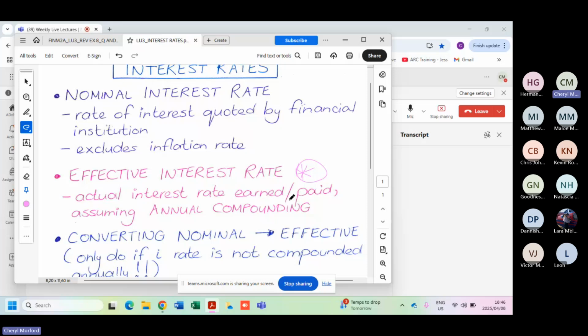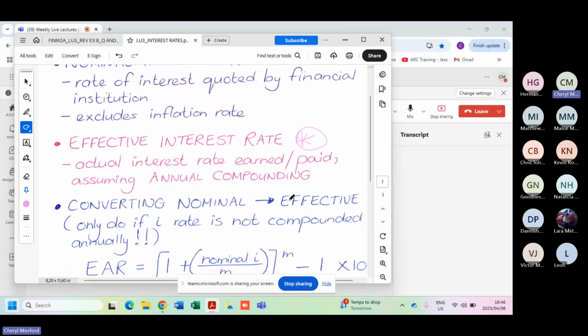So what we're going to do is convert a nominal rate to an effective rate, and just a reminder, you only do it if it's not compounded annually. So for example, if it says it's compounded monthly or weekly or daily or quarterly, it's not effective. You need to convert it with a formula.